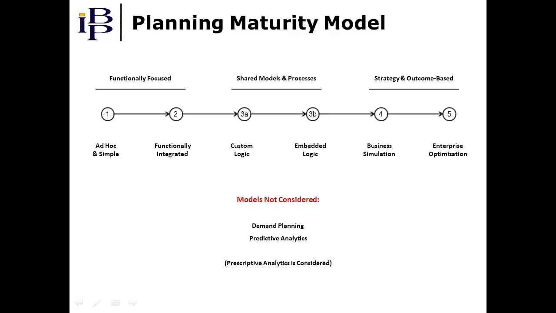It's important to be clear about the models being considered here. These are the ones that determine the financial and operational resources required to fulfill demand requirements. It doesn't include demand planning models or predictive analytics. However, it does consider prescriptive analytics.